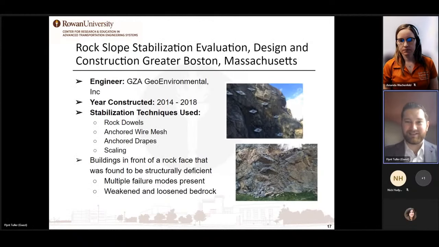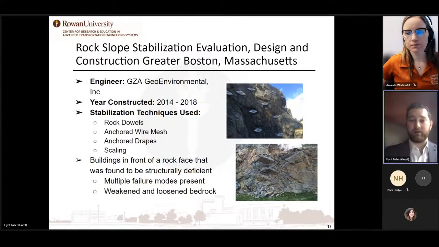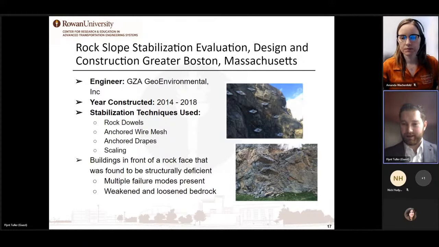Now, moving into the case study section, I'm just going to talk about one case study today. There are many others considered in our actual research, but just for the sake of time, I'll be talking about the rock slope stabilization evaluation, design, and construction in Greater Boston, Massachusetts. This is the most recent case study that we considered. This is from 2018, and specifically this situation happened where there was a condominium that was built in front of a rock mass, and over time that rock mass was found to have some instabilities.